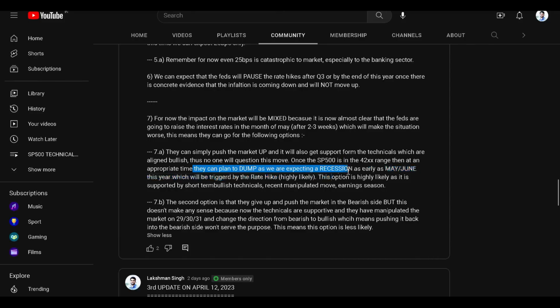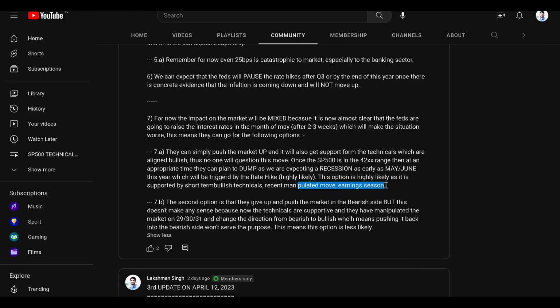We are expecting a recession as early as May, June, or July this year, which will be triggered by the rate hike, highly likely the rate hike of the month of May. This option is highly likely, as it is supported by the short-term bullish technicals. And now there is also the earnings season. So all of these non-technical factors are also supporting the bullish trend.